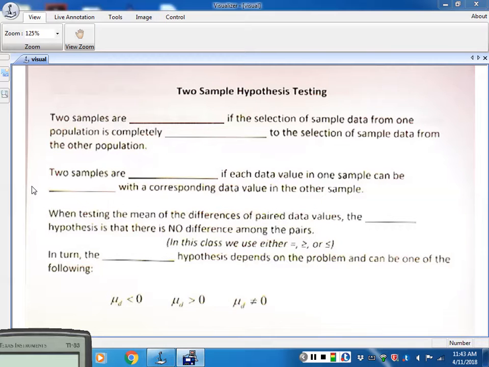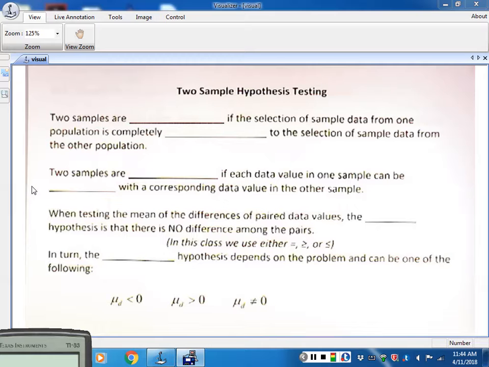So what we're talking about in Chapter 9 that is different from what we talked about in Chapter 8 is that in Chapter 8 we were looking to test a claim about a population mean or proportion when we only had one population. What we're looking at doing now is we're going to compare 2 populations and try to decide if there's a difference between their means or their proportions.